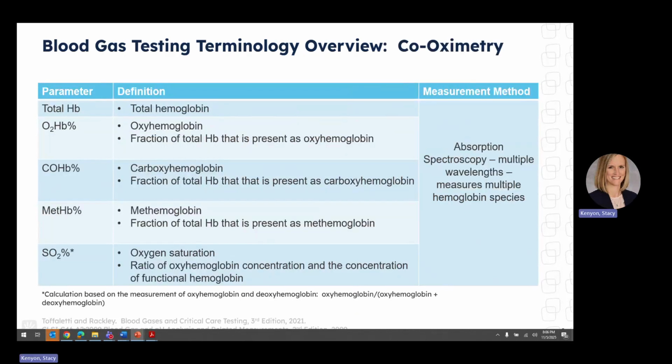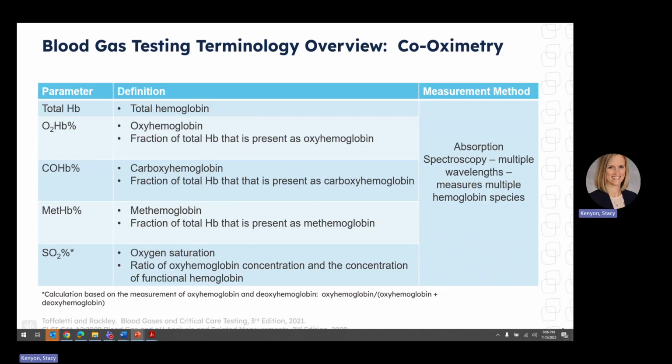Some of the relevant co-oximetry terms are shown on this slide. Total hemoglobin is one, which is pretty straightforward. The second one would be the percentage of oxyhemoglobin, which is just the fraction of total hemoglobin that is present as oxyhemoglobin. The percentage of carboxyhemoglobin is therefore the fraction of total hemoglobin that is present as carboxyhemoglobin, and then similarly with methemoglobin. All four of these parameters are measured using absorption spectroscopy.